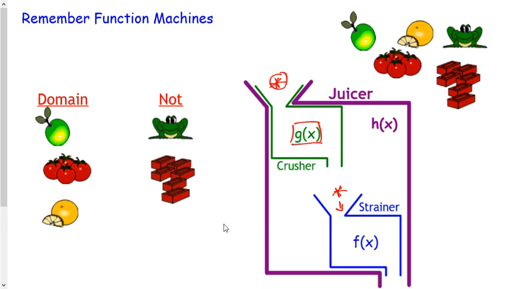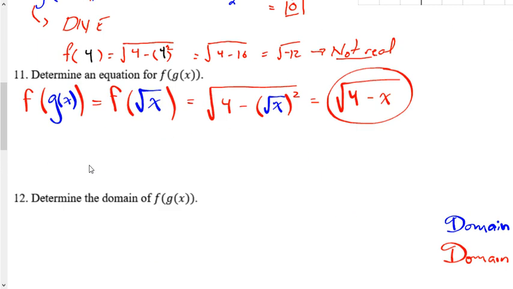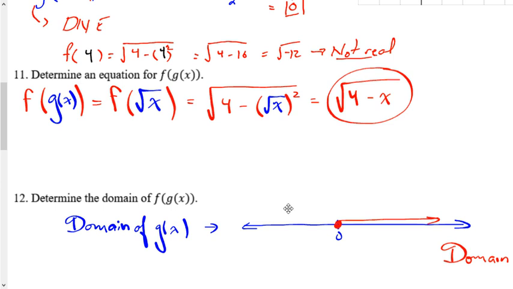So let's start with the g of x function. We already know its domain, and it was greater than or equal to 0 for our x values. Now if I look at this composition of functions, what's the domain for that composition of functions?